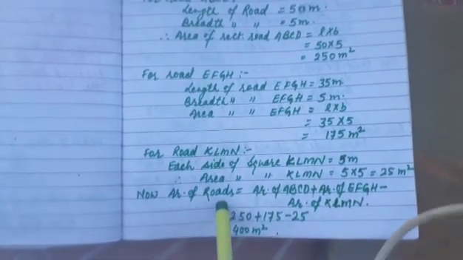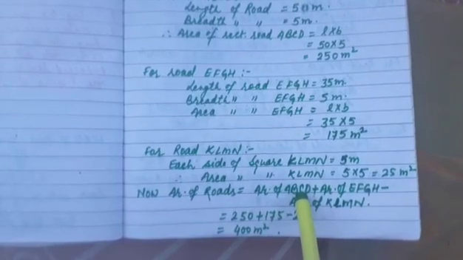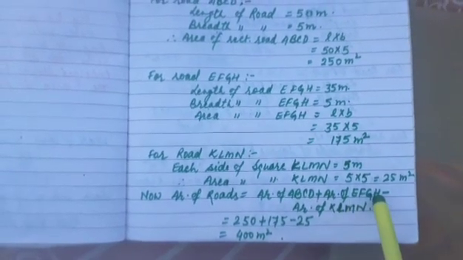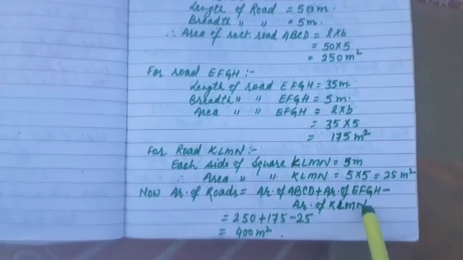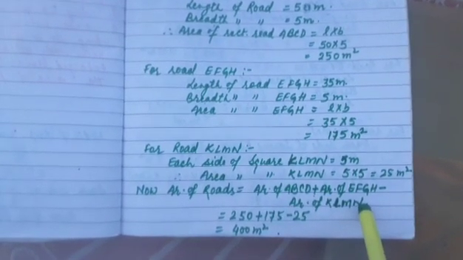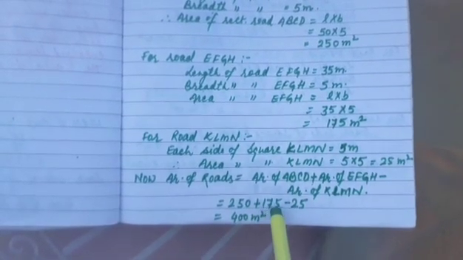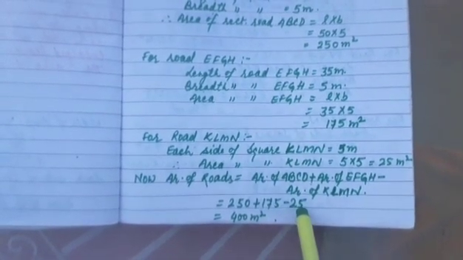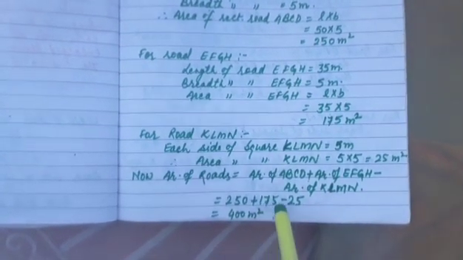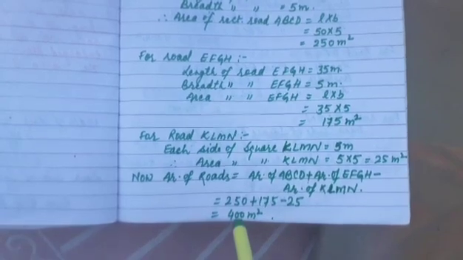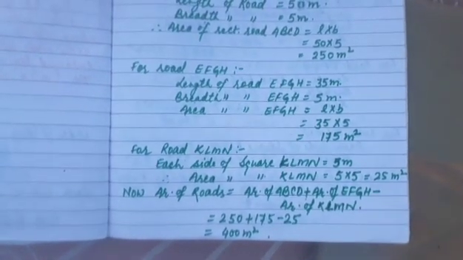Now the area of roads is equal to the area of ABCD, the first road, plus the area of the second road, EFGH, minus the area of KLMN, which is common in both cases. So 250 meter square plus 175 meter square minus 25 meter square. The sum of these two minus 25 is equal to 400 meter square. So this is the first part of this question, this exercise.